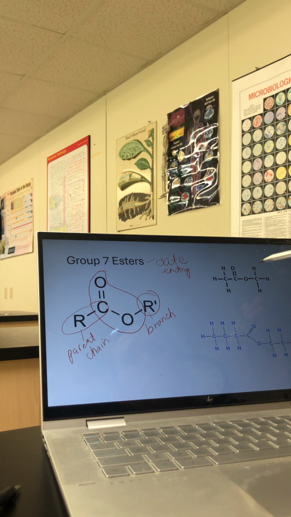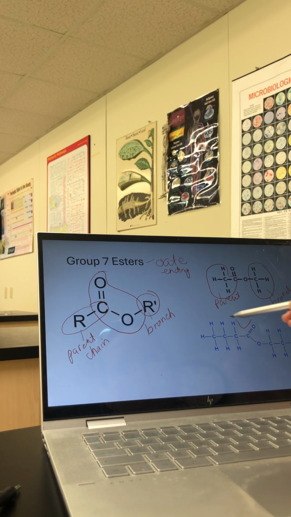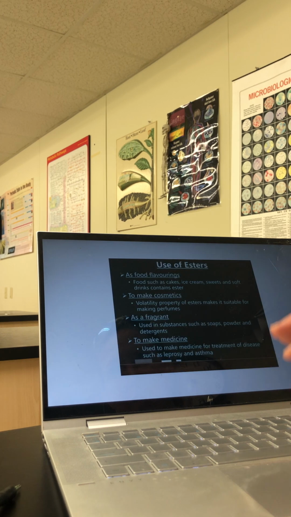So for example, if we look here, this would be your parent chain, and this would be your branch. And then down here, same idea. This would be the parent, and then this would be the branch. And again, please be careful because I have seen this mistake before. This carbon does count as a part of the parent chain. Okay, so don't forget to include it when you're trying to name it.